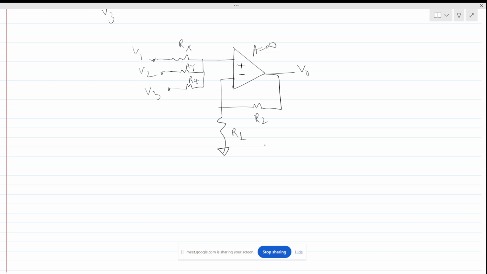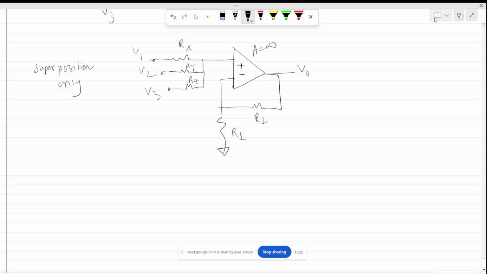Now we have to do it using superposition only. For superposition, what can we do? First let's say V1 is active only and V2 and V3 are inactive, so these will be short circuited to the ground, right? Now what is the voltage at this node, V plus? It's only V1.